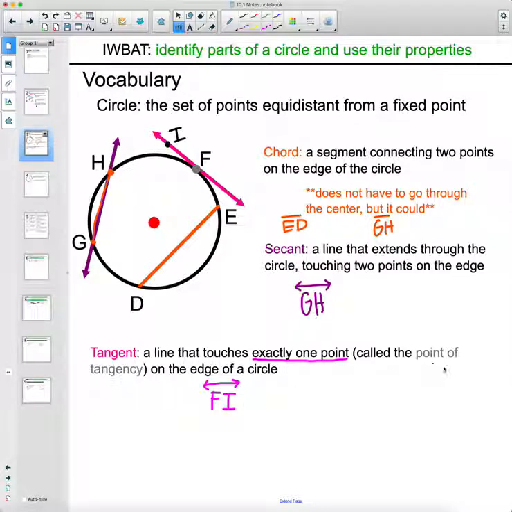Okay, and then that point of tangency is where it touches. So point F, if you needed to label that, is the point of tangency. Okay, so a tangent line hits once, a secant line hits twice, a chord is a segment that goes edge to edge.